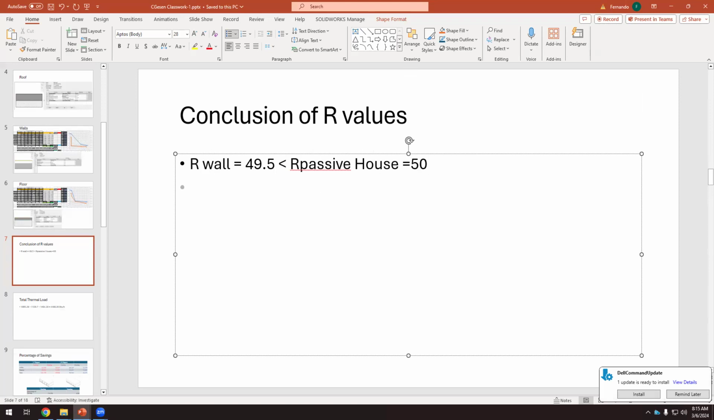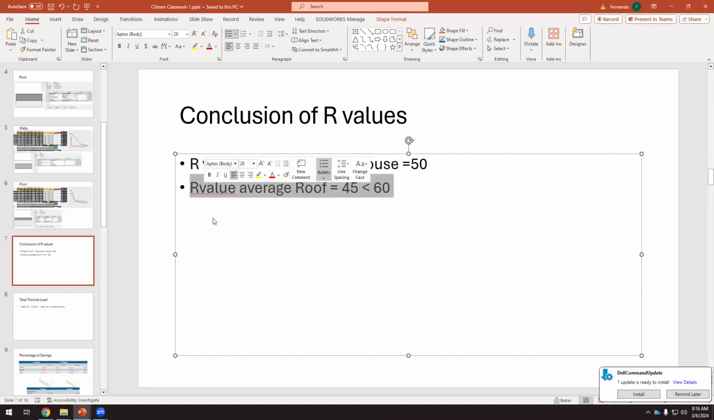The R value average of the roof was 45. 45 is less than 60, because this is the R value, the passive house prescription. So what shall we do? We should add more thermal insulation. Again, you can try to do this or keep going with this R value 45.